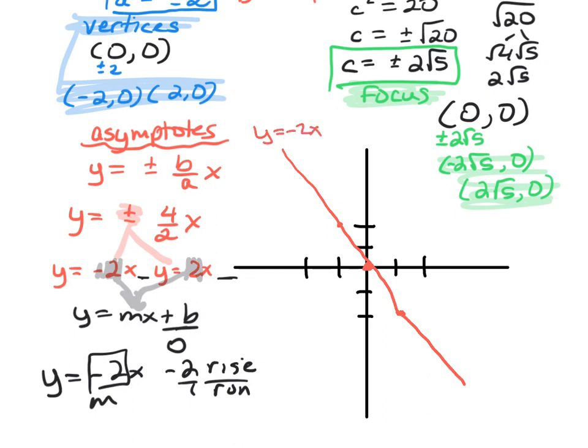Now I'm going to do the equation y equals 2x. Again, I'm starting at 0, 0. I'm going to rise 2 and run 1. I could also go down and left. And here is my other asymptote.